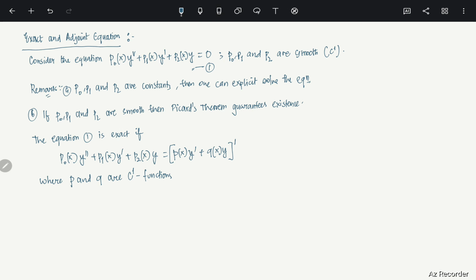And of course I am taking the derivative of that function, so basically I need P and Q to be at least C1, right? So if this is the case, then we say the equation is exact. So basically, if you can find P and Q, C1 functions, such that you can write this expression like this, then we call it an exact equation. Here now you see the necessary condition. When can you write it? Necessary condition.